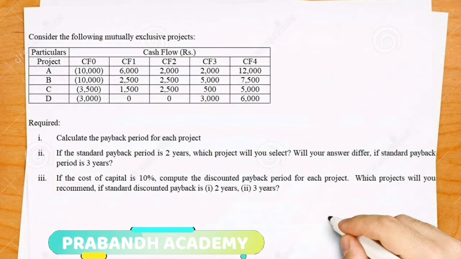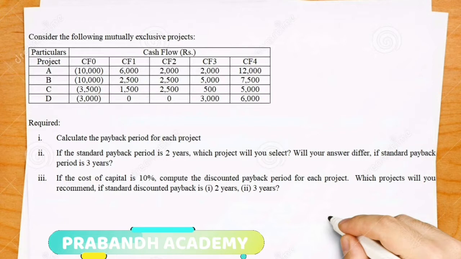Consider the following mutually exclusive projects. In this problem, they give 4 projects. Project A, cash outflow 10,000, cash inflow for first year 6,000, second year 2,000, third year 2,000, and fourth year 12,000. Project B, cash outflow 10,000, first year 2,500, second year 2,500, third year 5,000, and fourth year 7,500. Project C, cash outflow 3,500, cash inflow first year 1,500, second year 2,500, third year 500, and fourth year 5,000. Project D, cash outflow 3,000 rupees, first year 0, second year 0, third year 3,000, and fourth year 6,000.